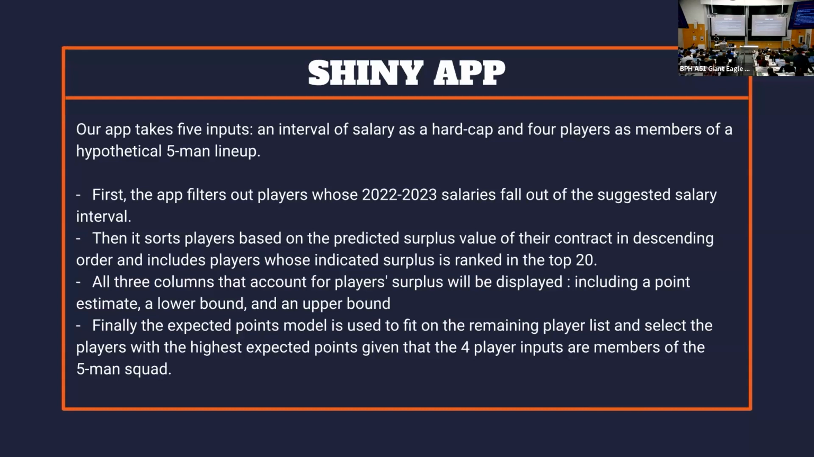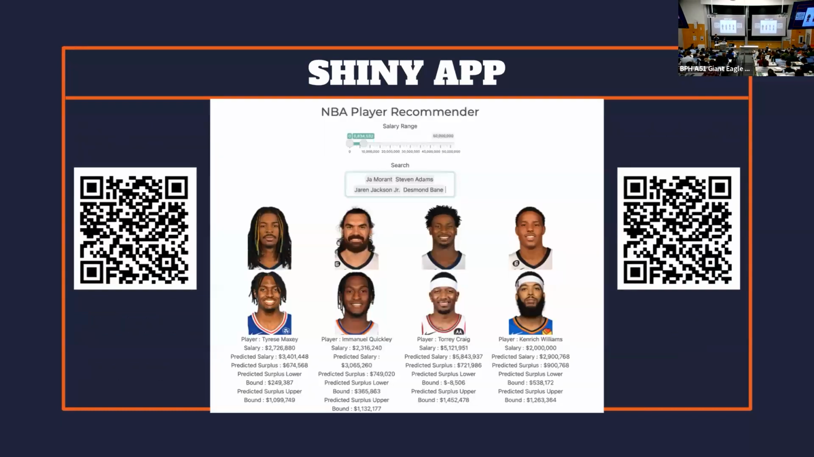So the algorithm was to filter out players whose salaries fall outside of the desired salary interval. And then we only include players in the top 20 in terms of predicted surplus value using the random forest model. Then finally, we use an expected points model to fit on the remaining player list, and we select 4 players with the highest expected points. And here is an example of how this tool can be used. If you want to try it, you can scan the QR code.